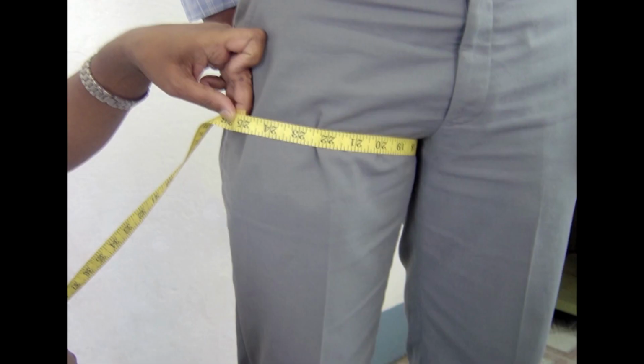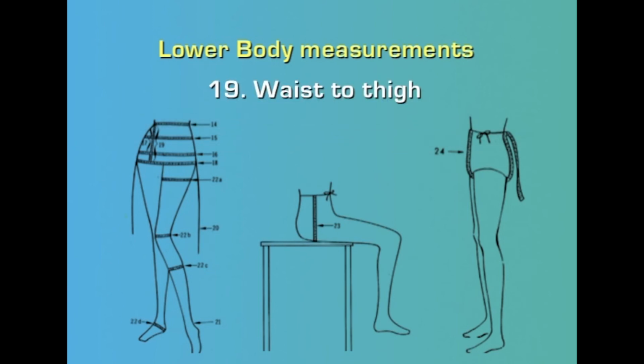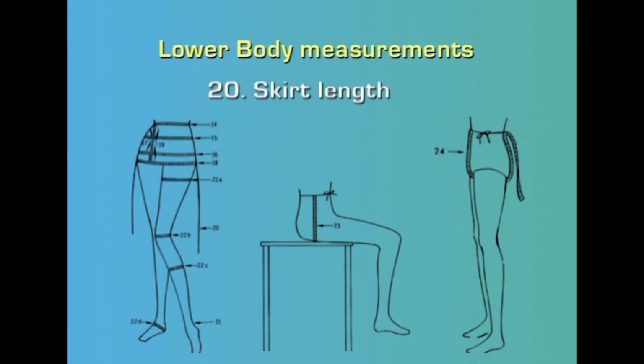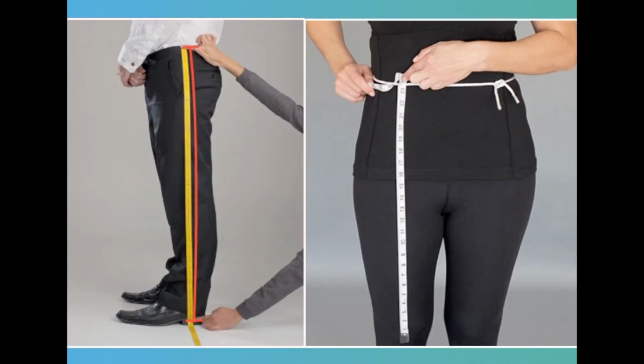Thigh. Slip tape line down to largest measure of thighs, keeping tape parallel to the floor. Waist to thigh. Measure a distance from waist to thigh as mentioned in step 18. Skirt length. Measure from waist to floor at center front, center back, right side and left side. Subtract the number of inches skirt is to be worn from the floor. Add hem allowances as needed.